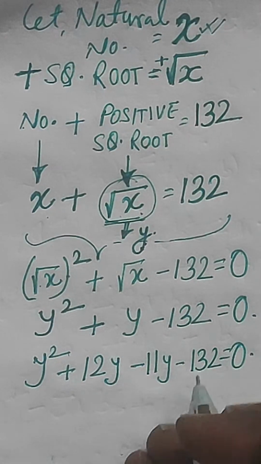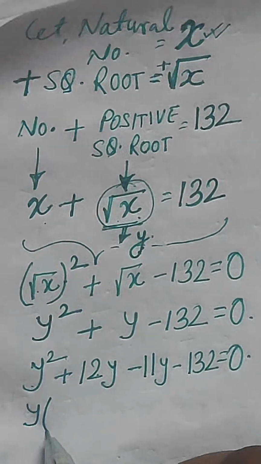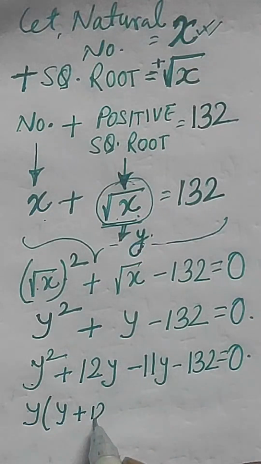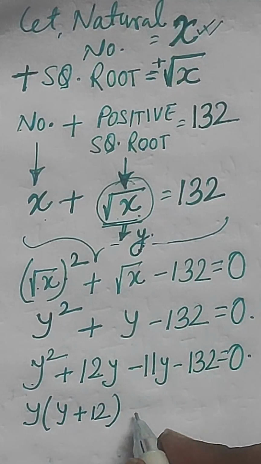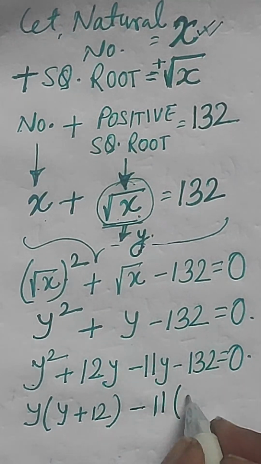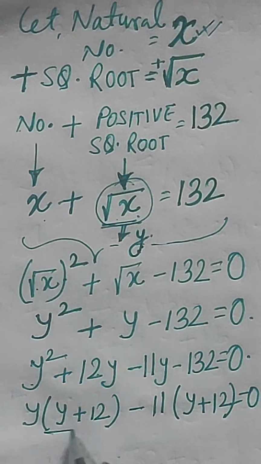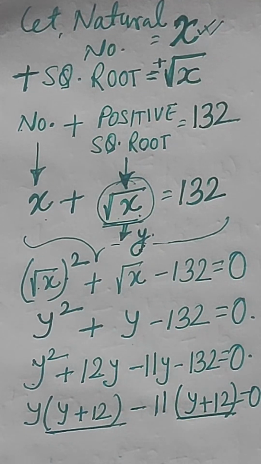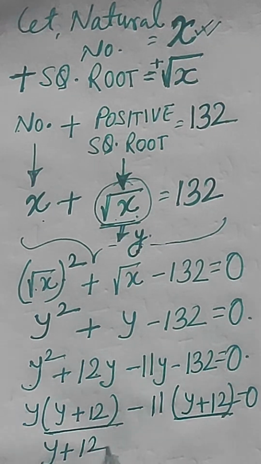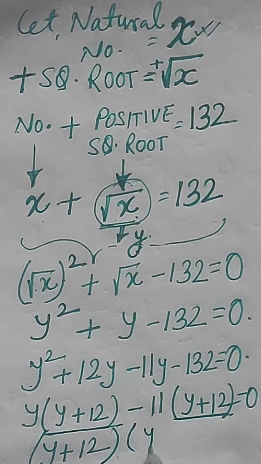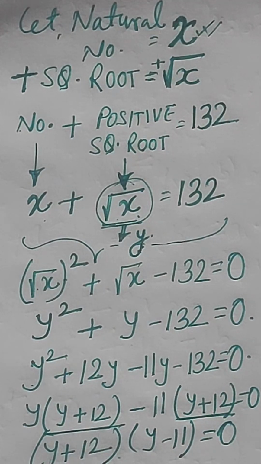Now here you can see, from the first two terms y can be taken as common, and we have y plus 12, and from the last two terms we can take minus 11 as common, and we have y plus 12. Now y plus 12 is common in both, so we can write y plus 12 into y minus 11 is equal to 0.